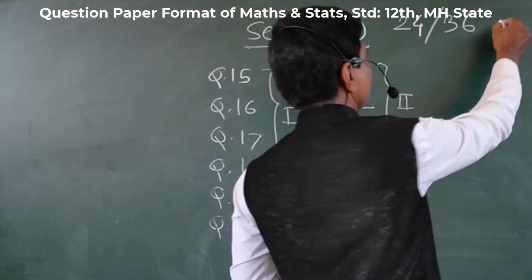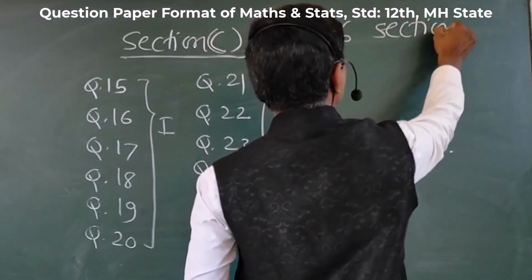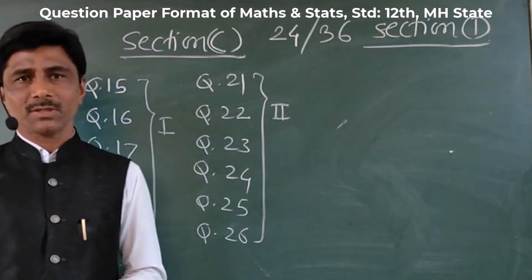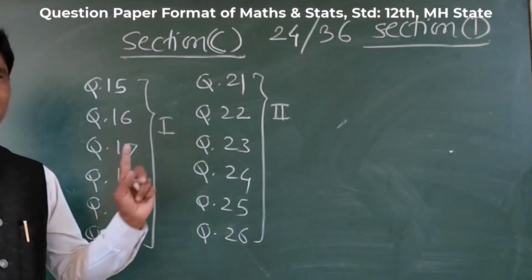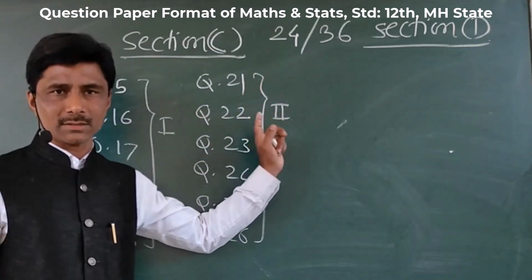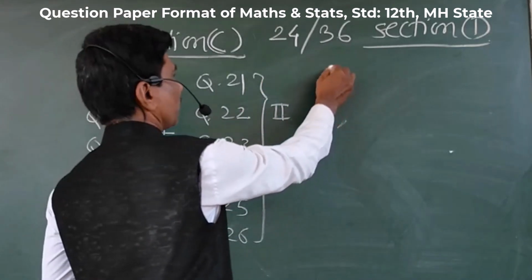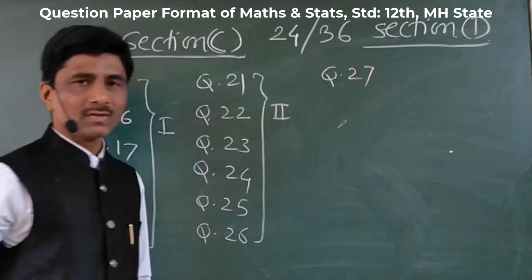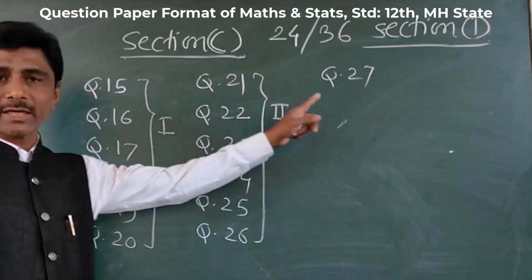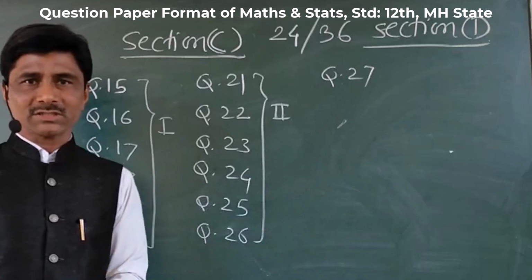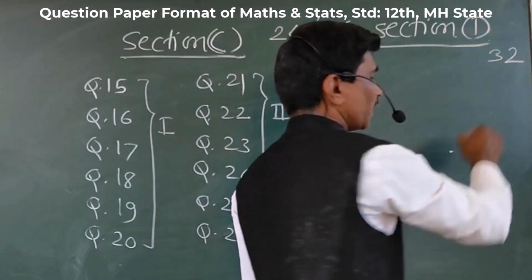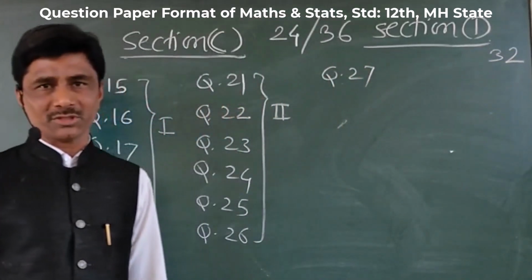Now turn our attention toward section D. This is the last section of our question paper. In this section D, a total of 8 questions are asked, starting from question number 27. Each question carries 4 marks. 8 questions are asked, so this section is for 32 marks, 32 marks with option.